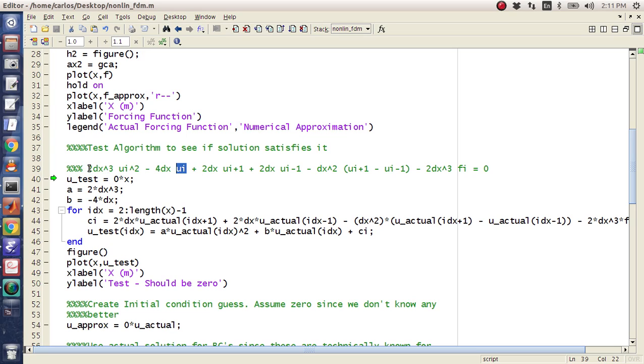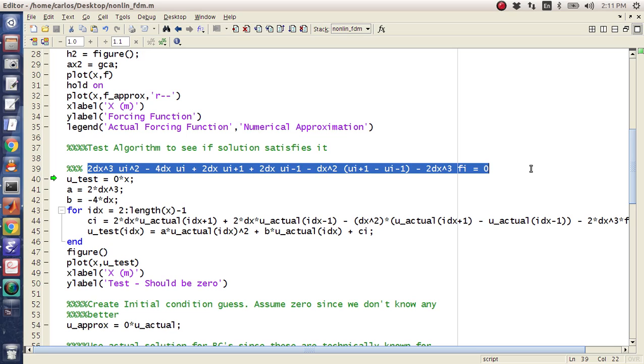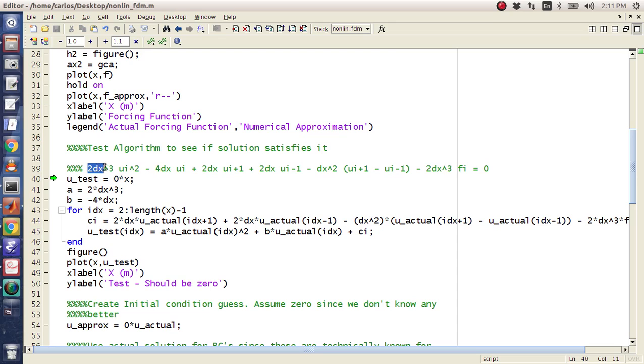So then the idea that I had was, let's solve it in this format where we have 2dx cubed ui squared minus 4dx ui plus 2dx ui plus 1, 2dx ui minus 1.